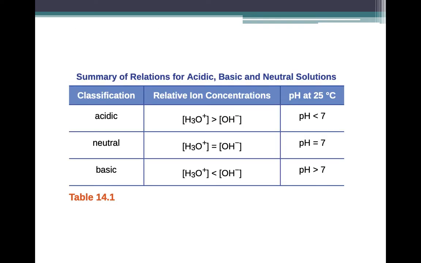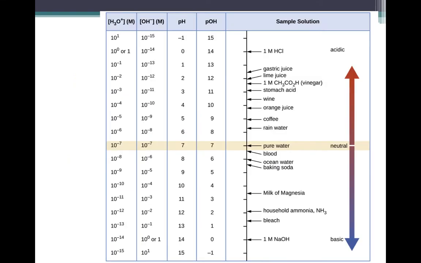So when it's acidic, hydronium ion is greater in concentration than hydroxide. pH will be less than 7. If it's neutral, pH will be 7, and the two concentrations are equal to each other. And if it's basic, the hydroxide will be greater than hydronium, and it will be a pH greater than 7. And this is a table in your book.